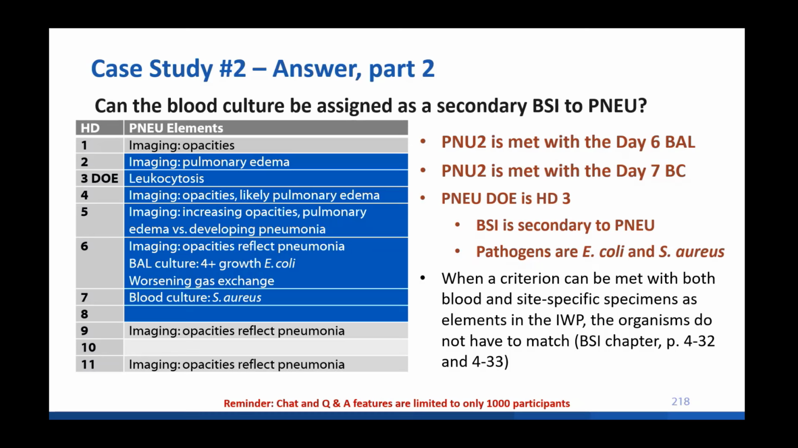So it does not have to match that organism from the BAL. The BAL independently also meets the pneumonia 2 definition. So you've actually met the pneumonia 2 definition twice, once with the BAL culture and once with the blood culture. So they don't have to match in this scenario. And there are a couple more examples on how to apply this concept in the BSI chapter that you can take a look at.